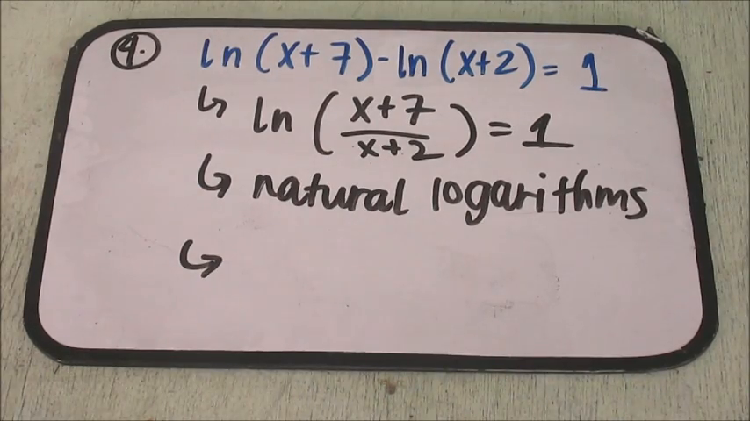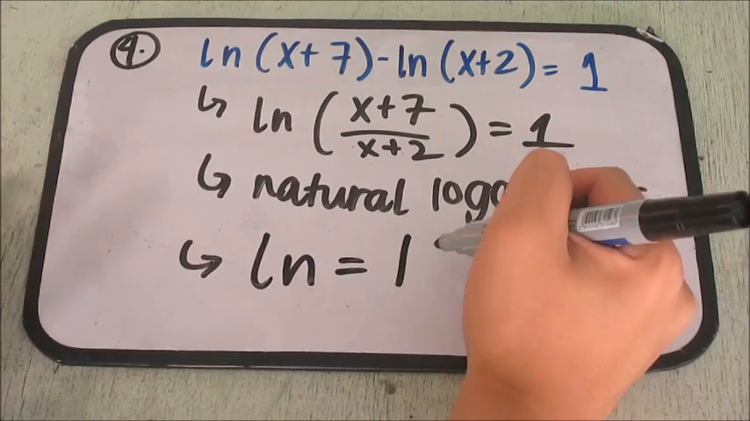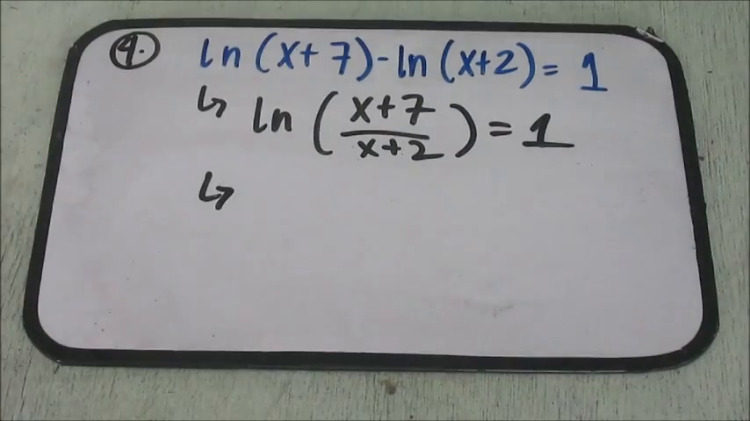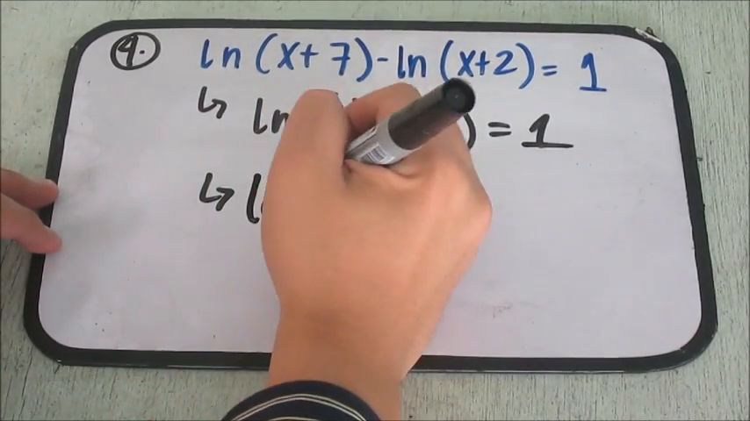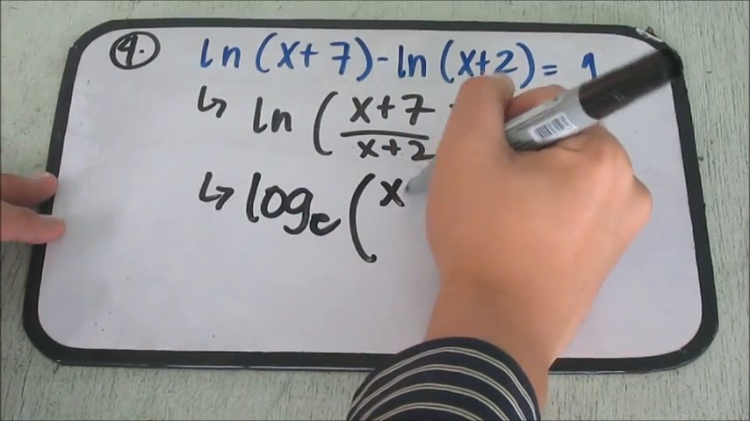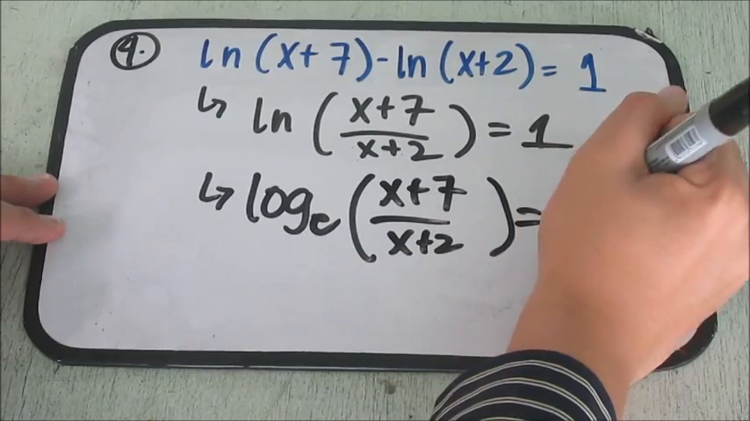And in natural logarithms, ln is equivalent to logarithm to the base e. So we will transform this ln and make it logarithm to the base e. And we will just rewrite x plus 7 over x plus 2 equals 1.